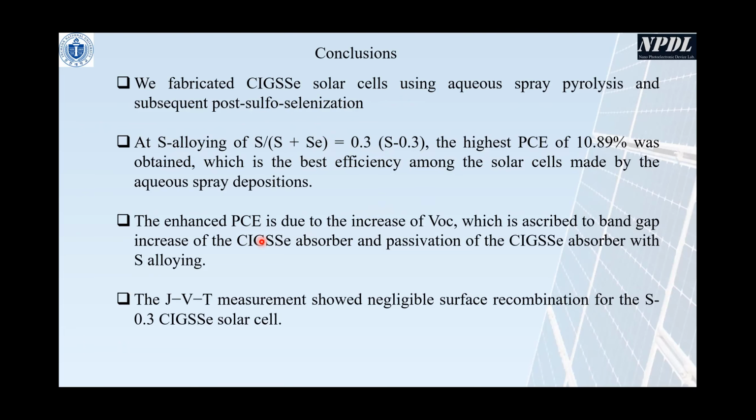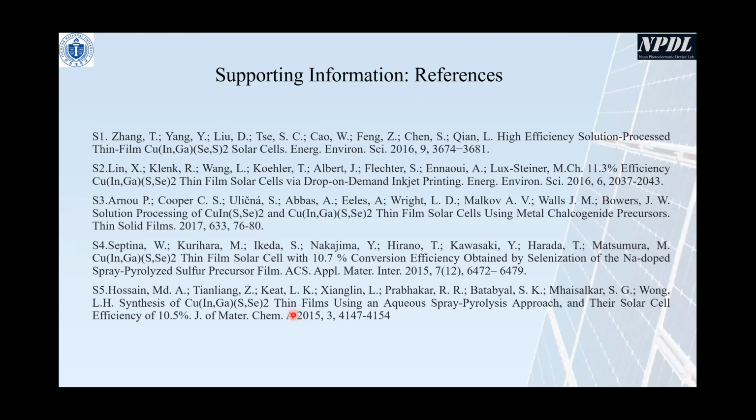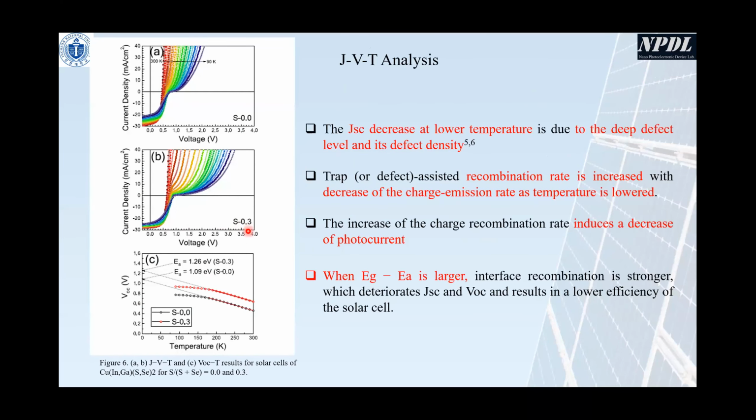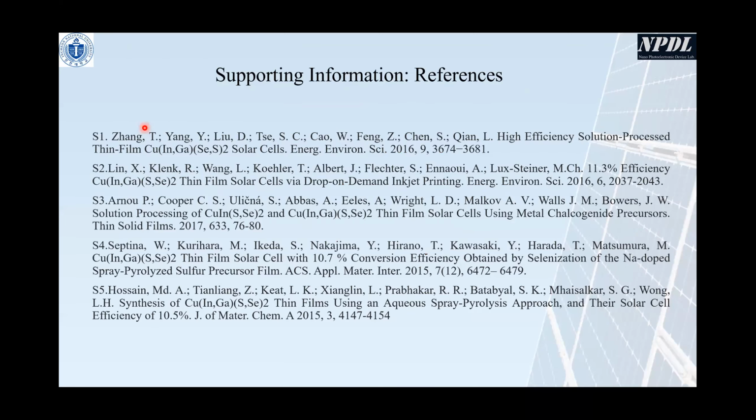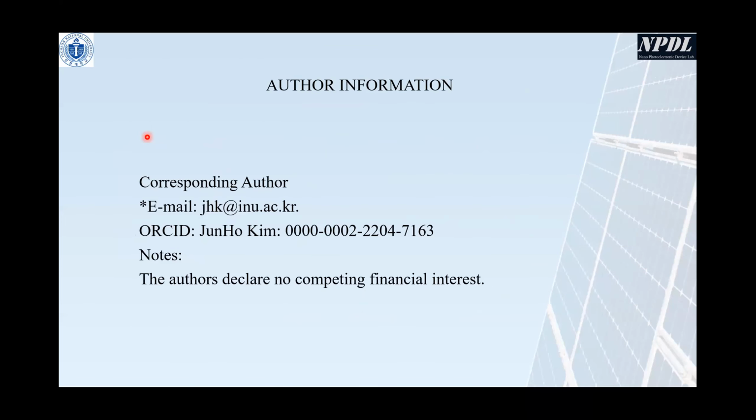And the JVT measurement showed negligible surface recombination for the sulfur 0.3 CIGS solar cell. So that means the JVT measurement shows that the recombination is less, but without sulfur, the recombination was high.